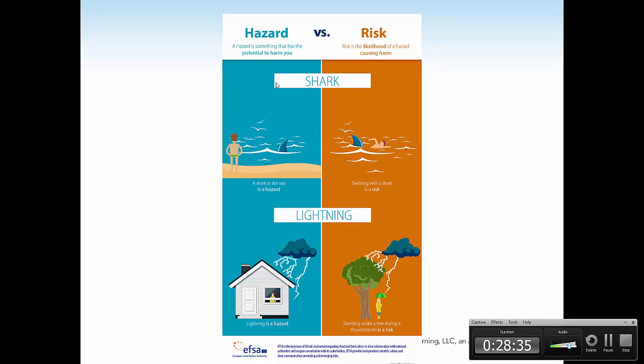Sharks are a hazard. But it's not a risk for this man because he's on the beach, so he's not going to get any kind of exposure. So there's the hazard. And for this individual, there's a risk because he's swimming with sharks. Same thing here. Lightning is a hazard, but if you're protected, especially if you have a lightning rod, you're probably going to be okay. But the risk comes when you go out in the lightning and become exposed to the hazard. Makes sense. Good.